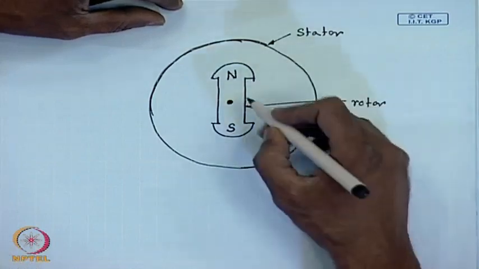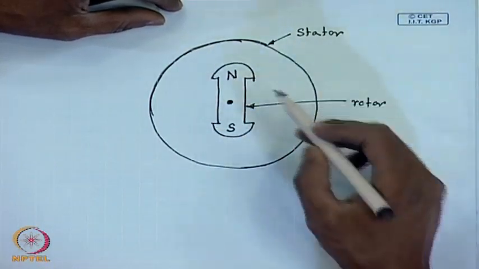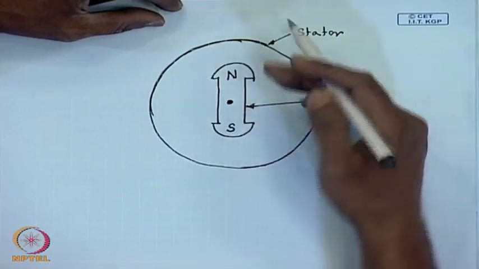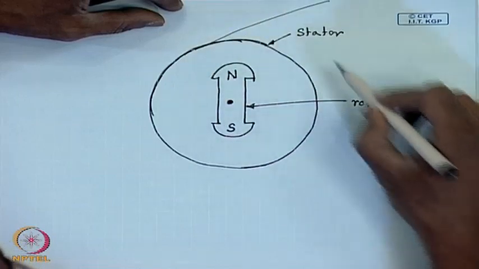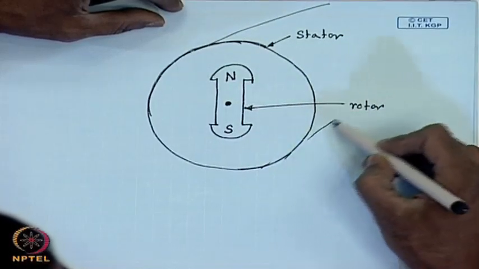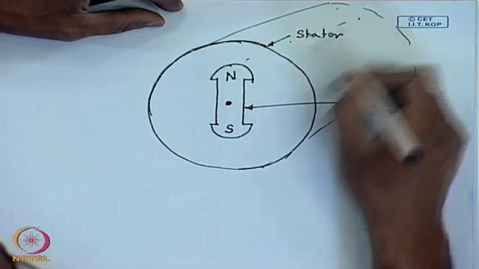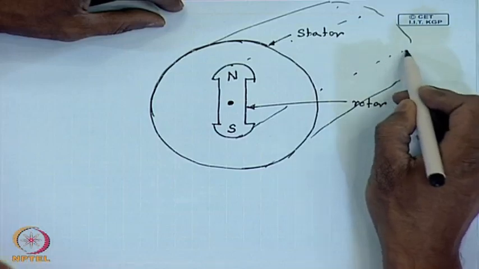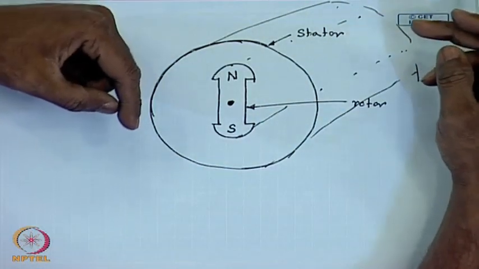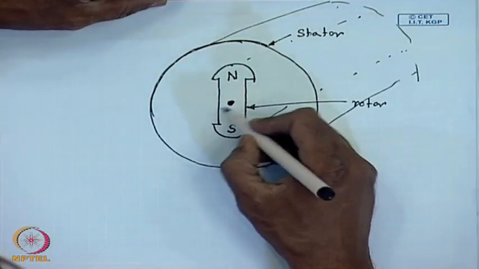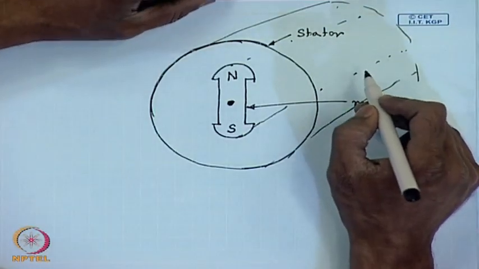Now, let us see how we can make this rotor rotate. Here I would like to mention that we are taking a cross sectional view of an electrical machine. Actually, it is a cylinder kind of a construction, and this rotor also runs the whole length of the machine body and is normally supported by two bearings at the two ends. Let us see how we can make this run.